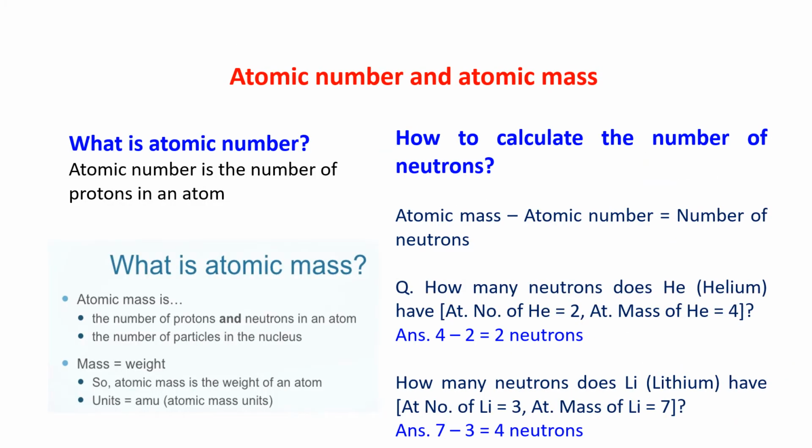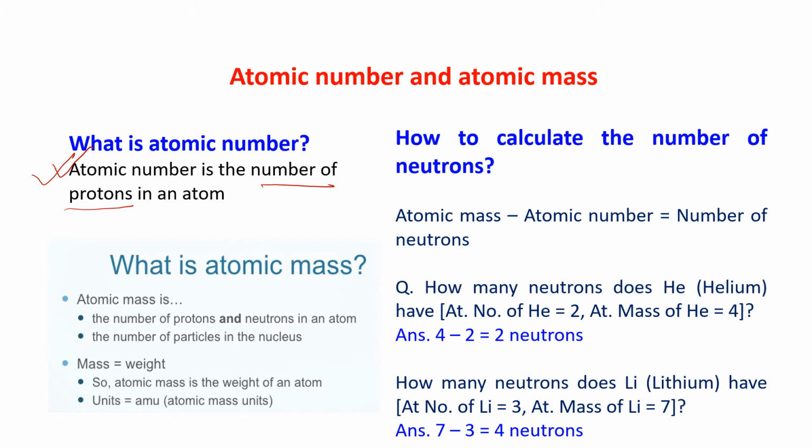Now again in this slide, what is atomic number and atomic mass? Atomic mass or mass number is the same. Now what is atomic number? The number of protons in an atom is known as the atomic number. Very, very important. The number of protons, that means how many positive charges there are, is known as the atomic number.